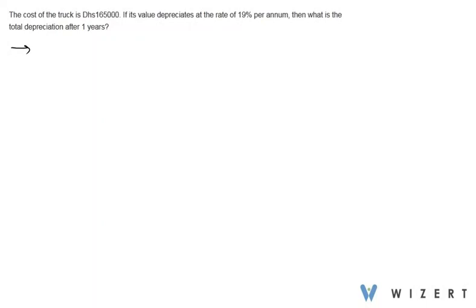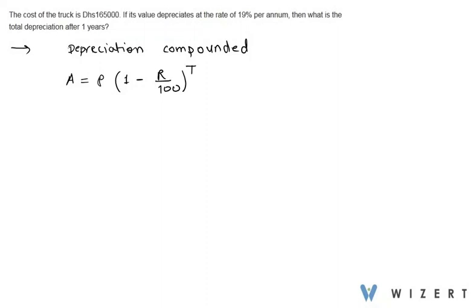So let's see, we can modify the compound interest formula here for depreciation. Depreciation compounded. We can modify that for depreciation. So we get final amount equal to principal multiplied by (1 minus rate by 100) to the power t.